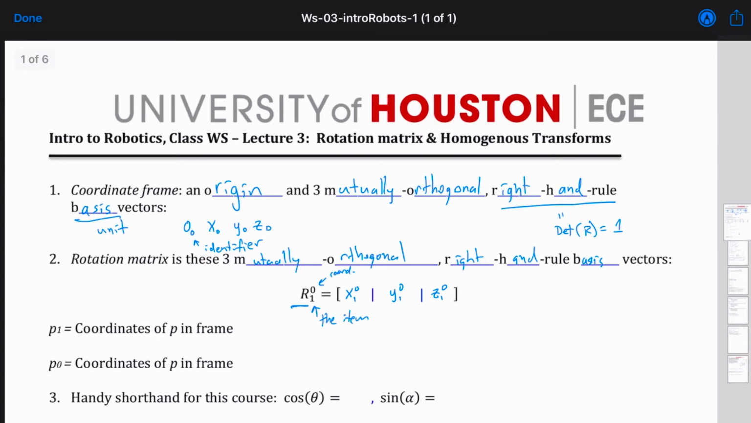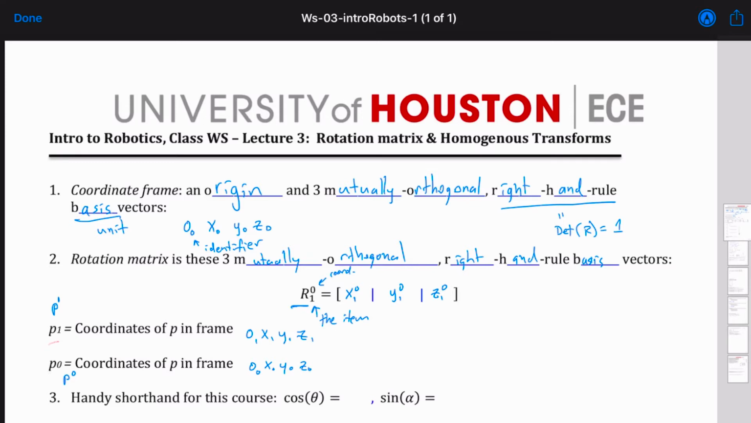Just to remind ourselves, this p1, and this should really be p superscript 1. So what p1 is, it's the coordinates of p in frame 1. And so you write frame 1 as O1, X1, Y1, and Z1. Whereas P in frame 0, the superscript, we're talking about the coordinates of P in frame 0. So that's going to be in frame O0, X0, Y0, Z0.